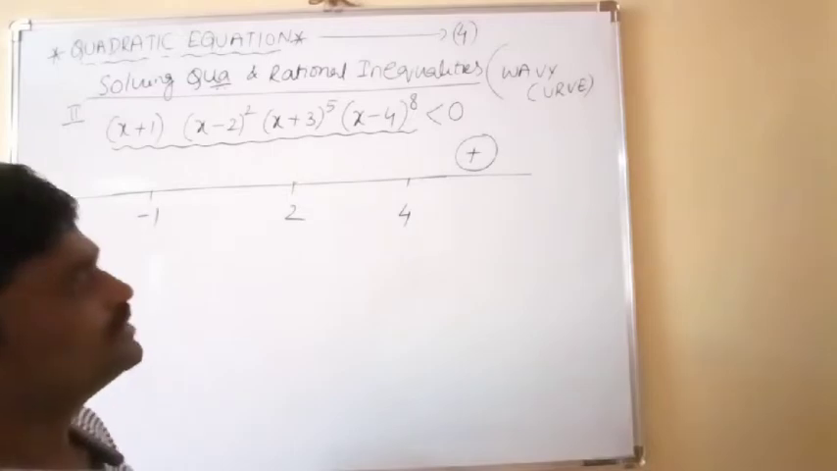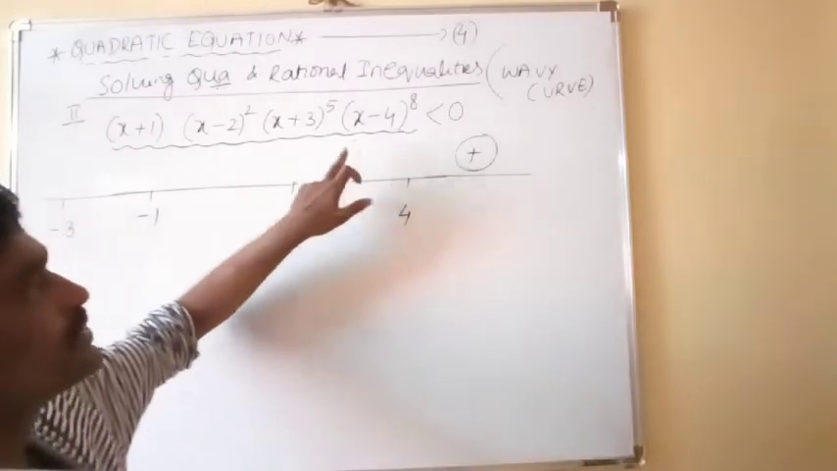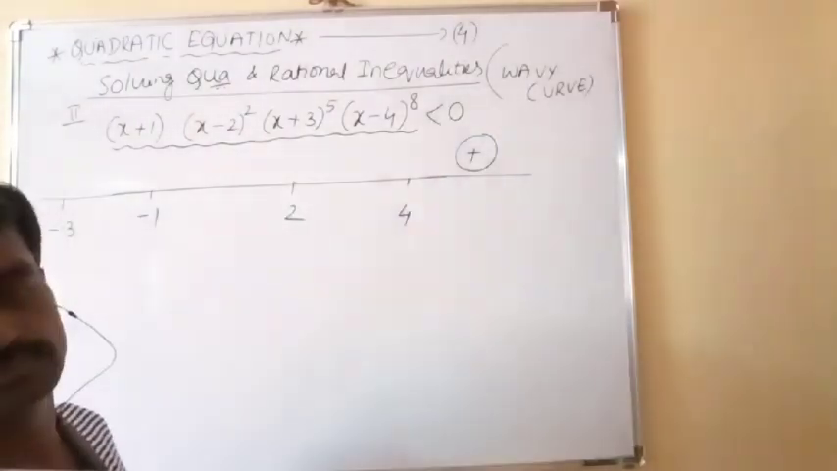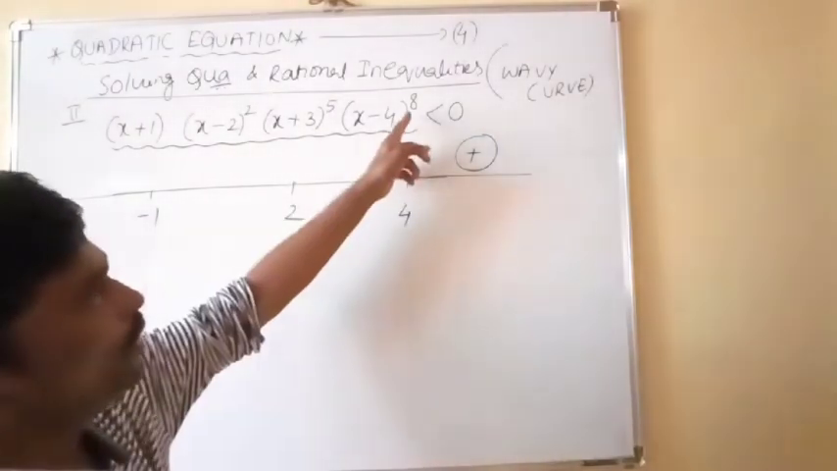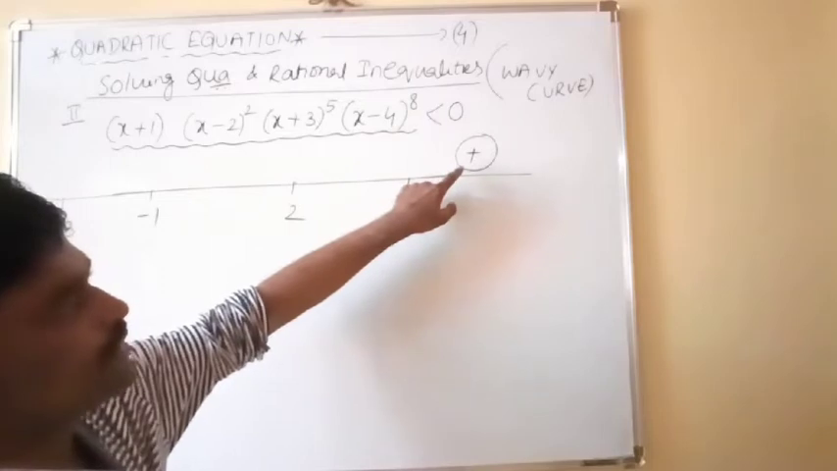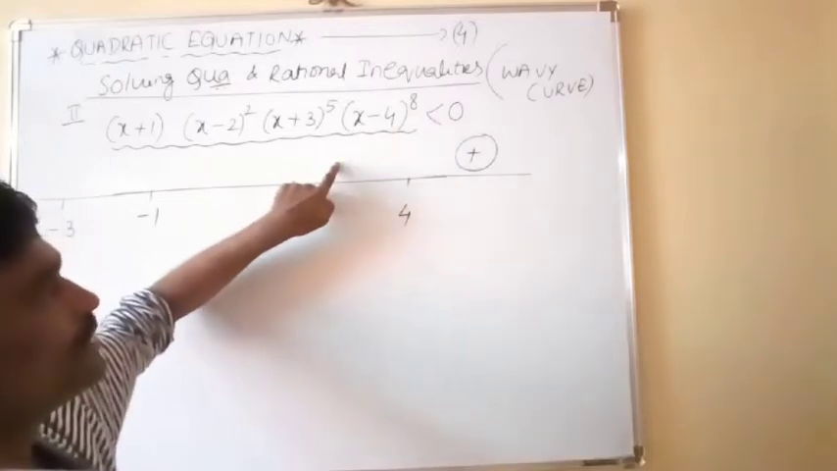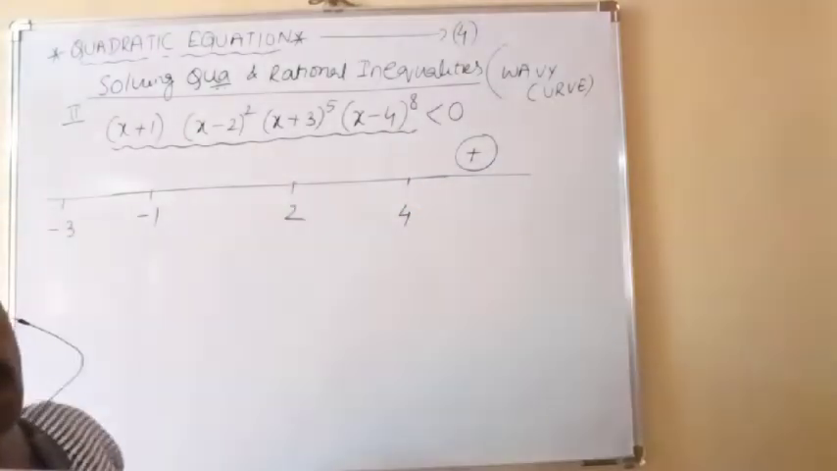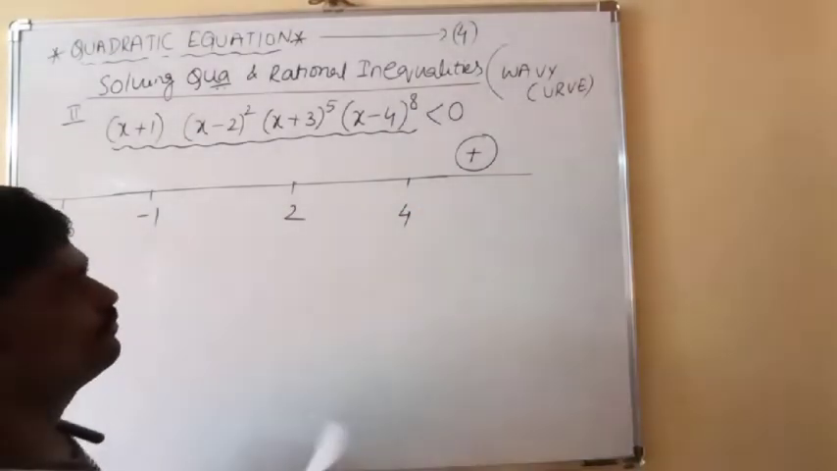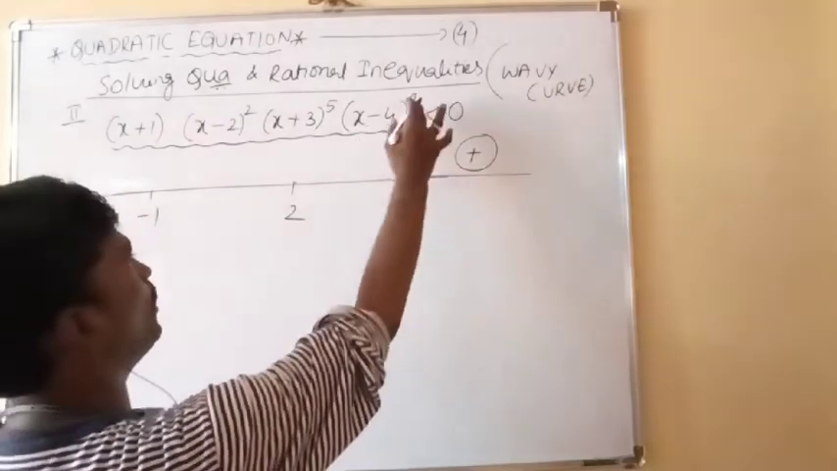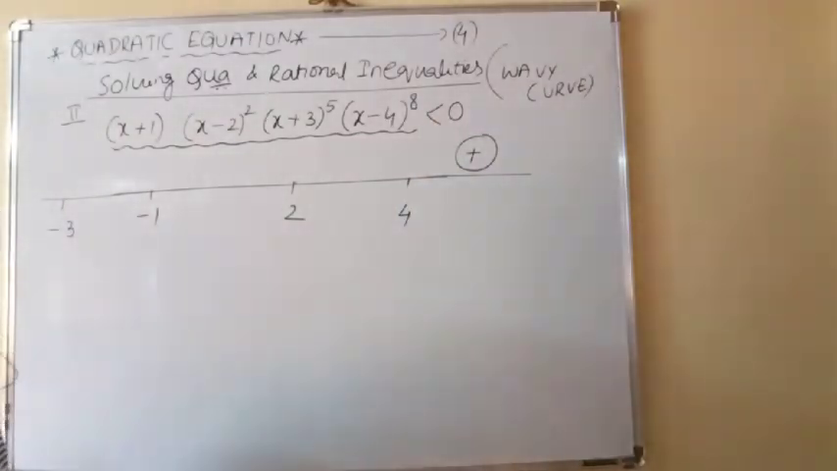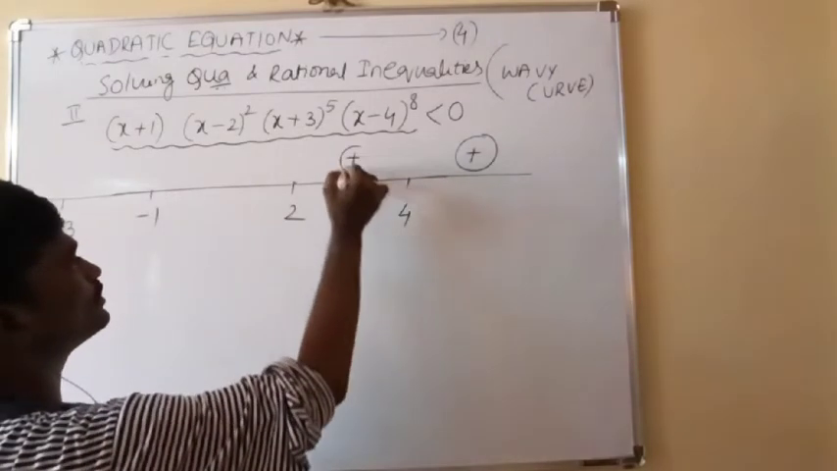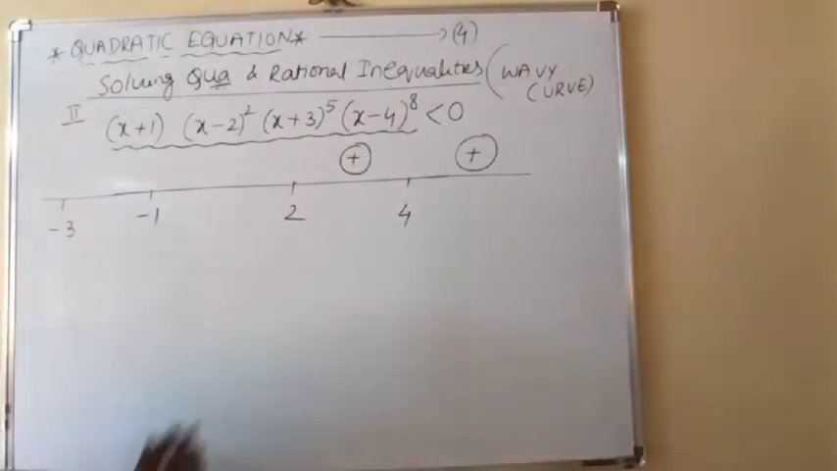Even number. If it is an even number, you have to keep the same sign here. If it is an odd number, you have to change the sign. Remember, if the whole power is an even number, then whatever sign we got earlier, the same sign we have to keep here. If it is odd, then we have to change the sign. But here, 4 is a root because of (x minus 4), whole power 8, which is an even number. Then again we have to keep the same sign. Same sign means what we have to keep? Plus sign.